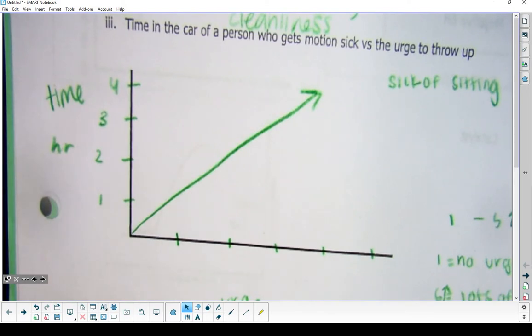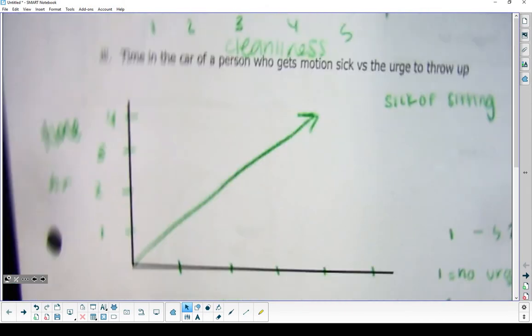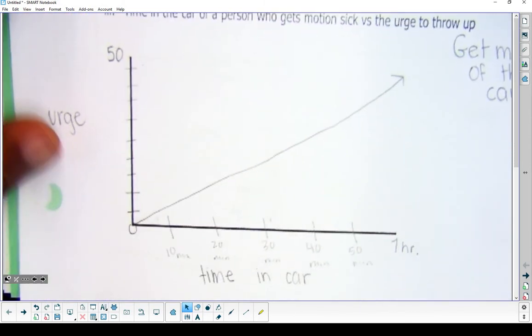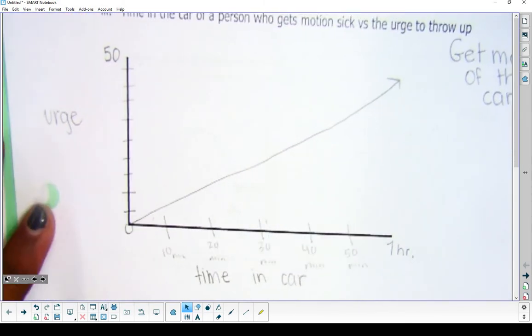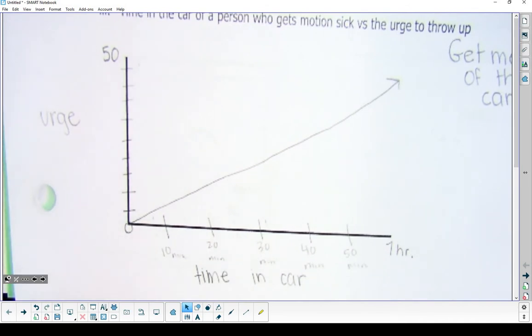Okay, I just did from 1 to 5, 5 being a lot of urges, and then time in hours. So as the hours go on, you get more urges to puke. Okay. And then mine's basically the same thing. So I did from 0 to 50 and from 0 to 1 hours in the car. And the longer you're in the car, the more you want to throw up. Okay. Madison, why don't you share yours?